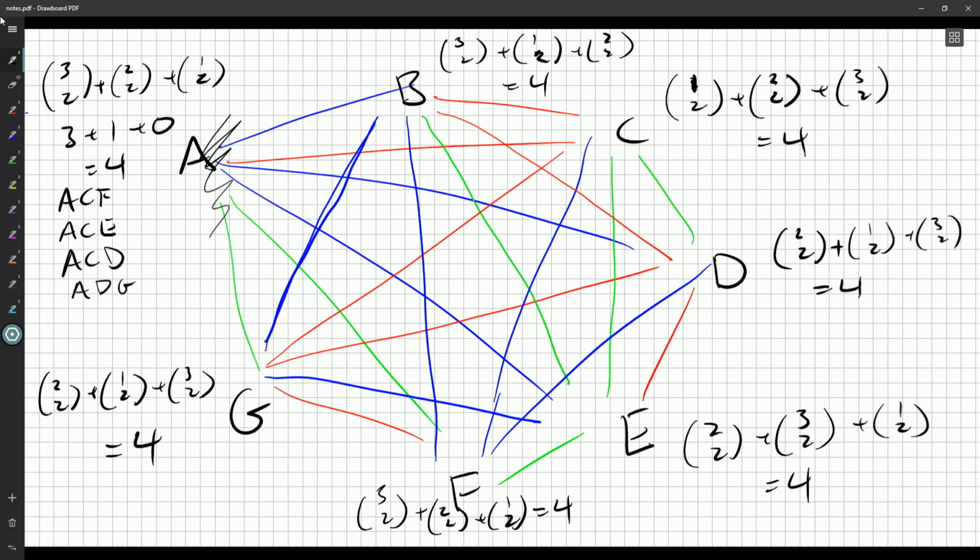How about C? Anything with C? So, CGE. You can see that one right away. CGD isn't going to work. CFG isn't going to work, so that's it for C and G. C, F, E, no. C, D, E, no. And C, F, D, no. So I think that's it for C. So we've got 5 of them so far.